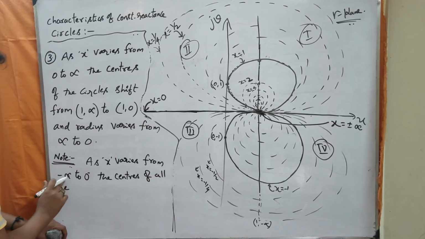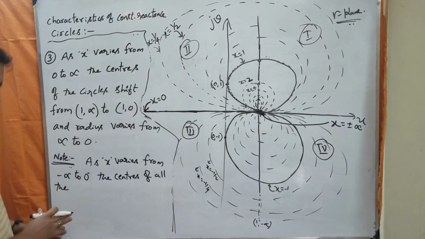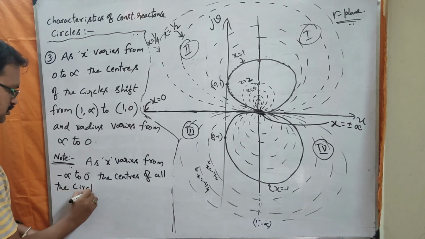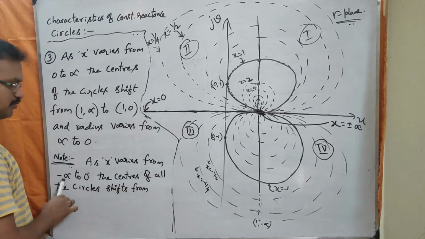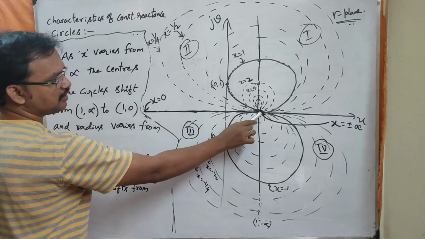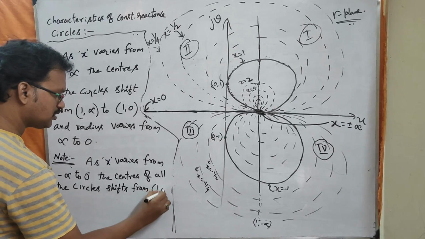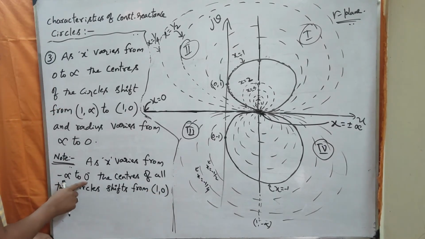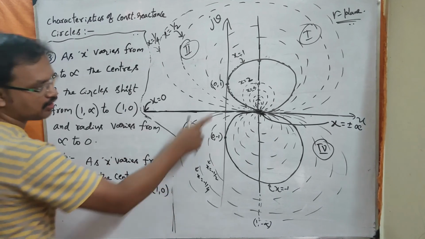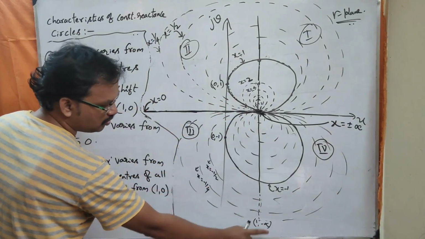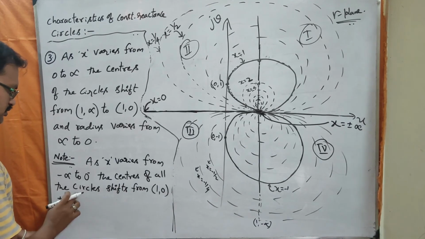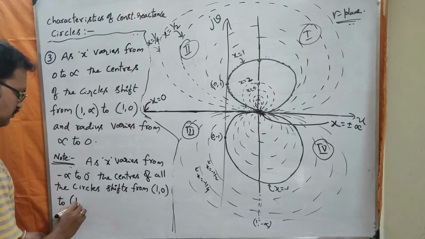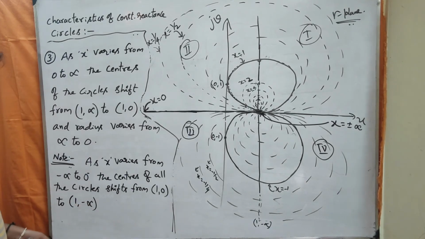Okay. See, minus infinity to 0 minus means we are considering the negative reactances. So the centers of all the circles shift from, when x is equal to minus infinity, the center is at what? The center is at 1 comma 0. Yes or no? Shifts from 1 comma 0 to, when x reaches 0 minus, that is the closest negative value to 0, then the center will move to what? Move to 1 comma minus infinity. Okay. So the circle shifts from 1 comma 0 to 1 comma minus infinity.